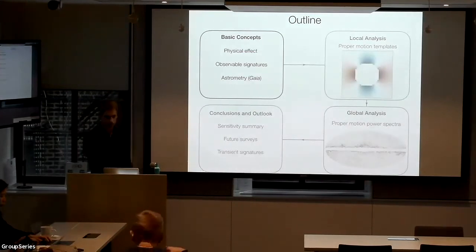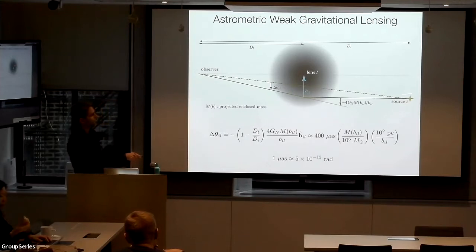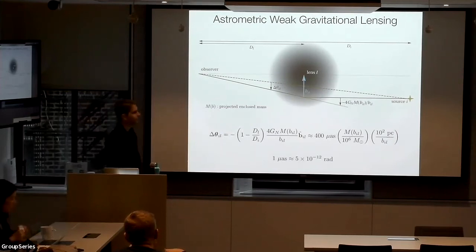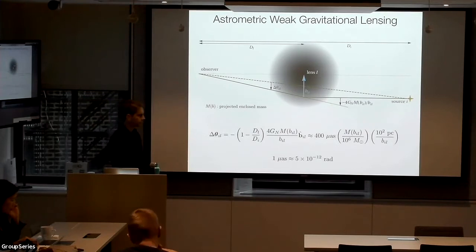Okay, so what's the basic physical effect? You've likely all seen this. Suppose we have a source here that we're observing, but whose light path is slightly deflected by a lens L with impact parameter B. The lensing deflection is of order 4 times G times M over the impact parameter.